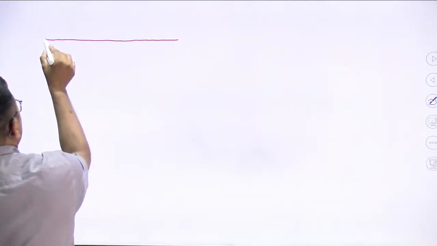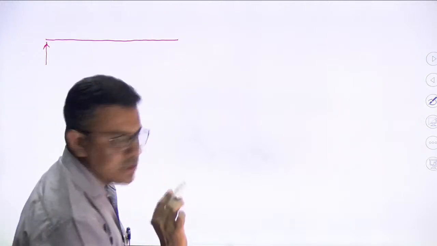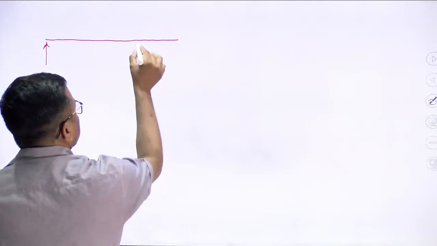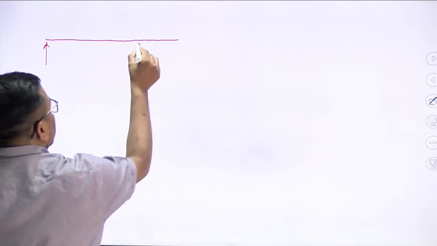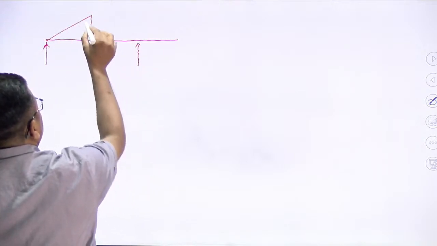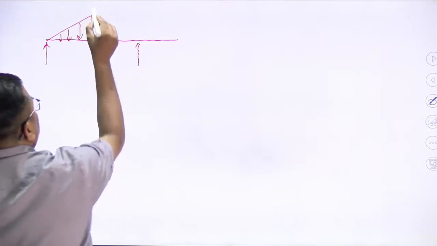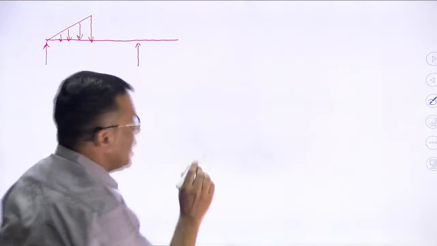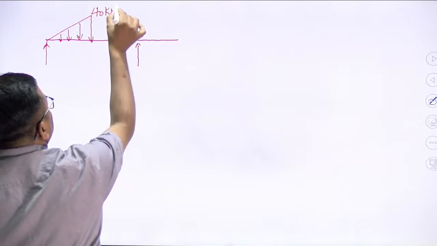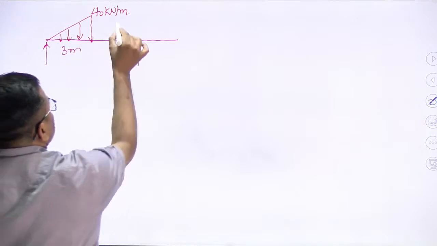I am drawing a beam. I am trying to cover maximum things today. These are the two supports. An overhanging beam is there which is subjected to a UVL, and the maximum intensity of the UVL is 40 kilonewton per meter. The length is 3 meters.